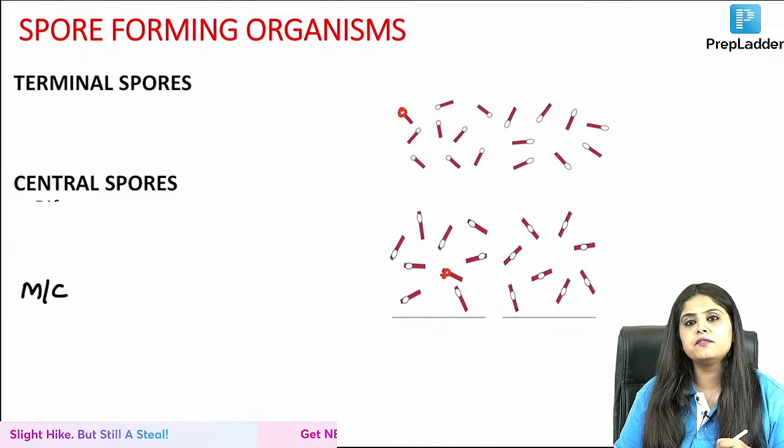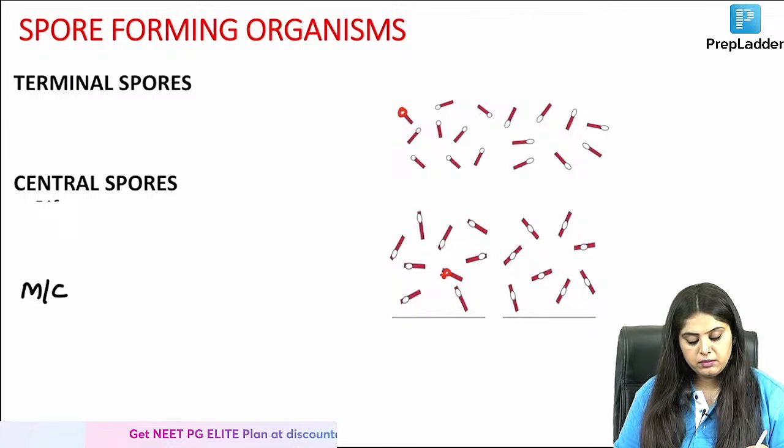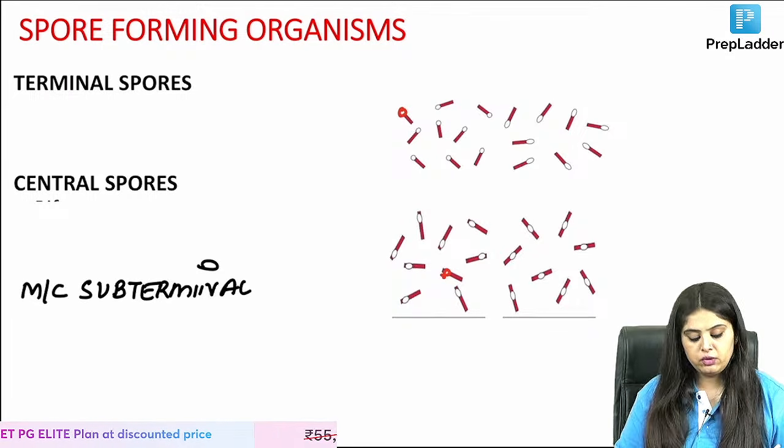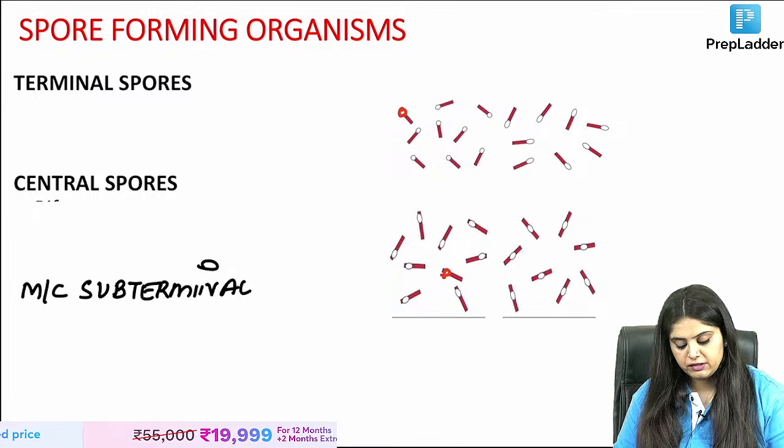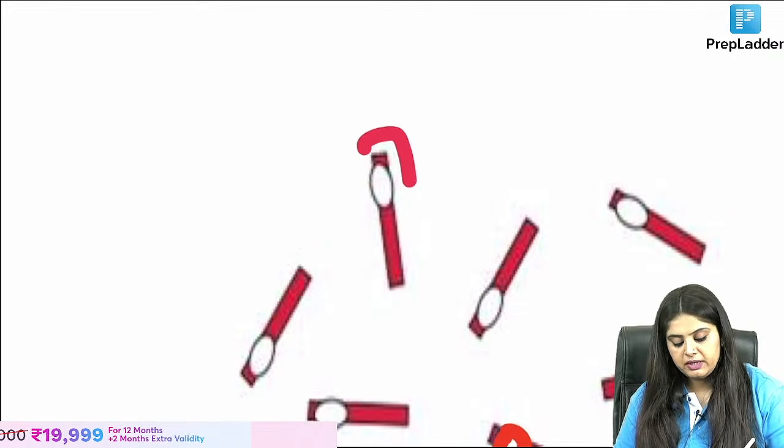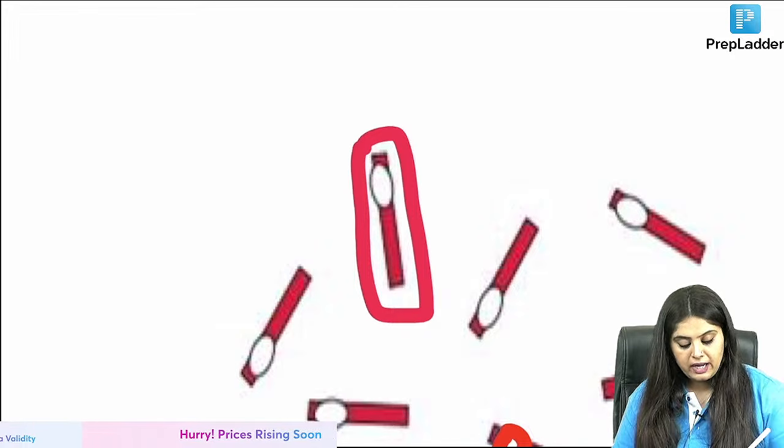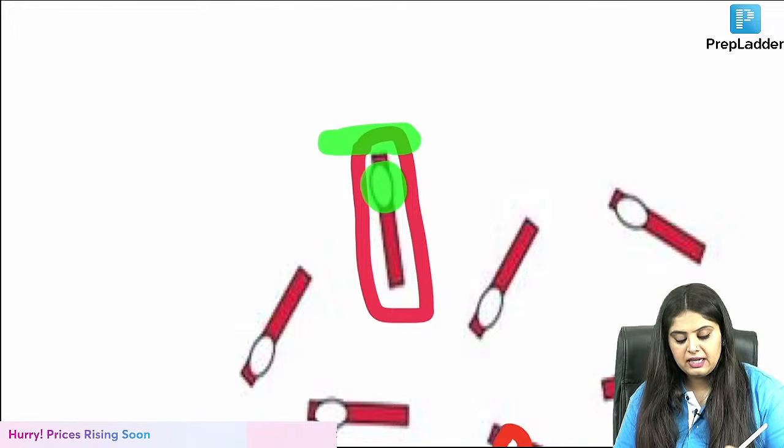In spore, ma'am, you just told us something called subterminal. So once again, recall the spore photo for us. When I talk about the most common location, you told me subterminal. Let us find over here by zooming in. When I zoom in, do you all believe this is subterminal? This is the end, terminal, and before the terminal, the spore is there.